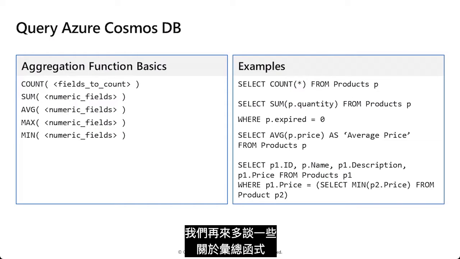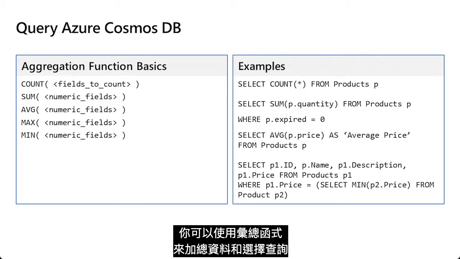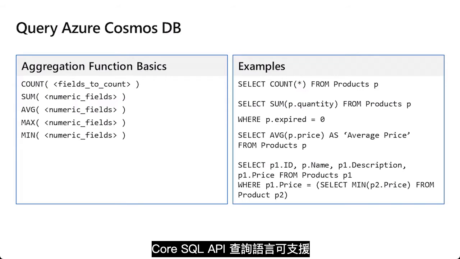Now let's go ahead and talk a little bit more about some of the aggregate functions that can be used with the Core SQL API as part of Cosmos DB. You can use aggregate functions to summarize data in select queries. So you place aggregate functions in the select clause. The Core SQL API query language supports a couple of aggregate functions like count, sum, average, max, and min.